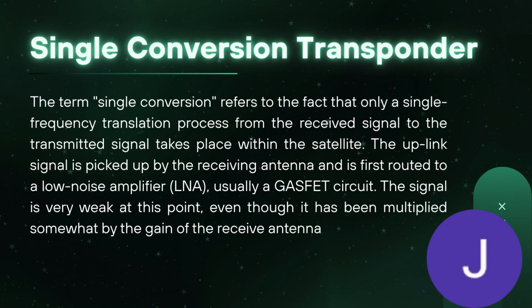And now we will be talking about the single conversion transponder. The term single conversion refers to the fact that only a single frequency translation process from the received signal to the transmitted signal can take place within the satellite. The uplink signal is picked up by the receiving antenna and is first routed to a low noise amplifier, or the LNA, usually a GASFET circuit. The signal is very weak at this point even though it has been multiplied somewhat by the gain of the receive antenna. So a single conversion transponder performs only one frequency translation from uplink to downlink. It is the simplest type of satellite transponder.